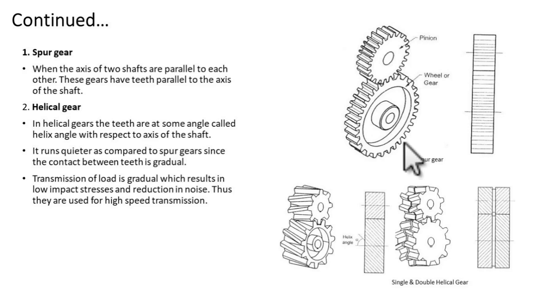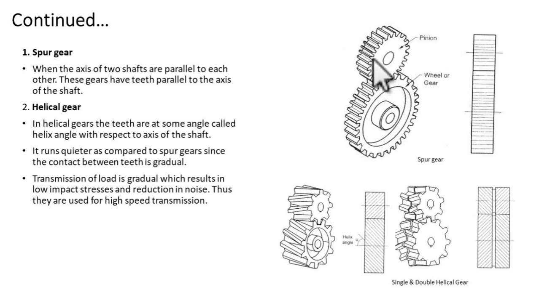So now I start with the spur gear. Firstly, let me explain what a spur gear is. When the axes of two shafts are parallel to each other, and the gears have teeth parallel to the axis of the shaft, this kind of arrangement is known as a spur gear.